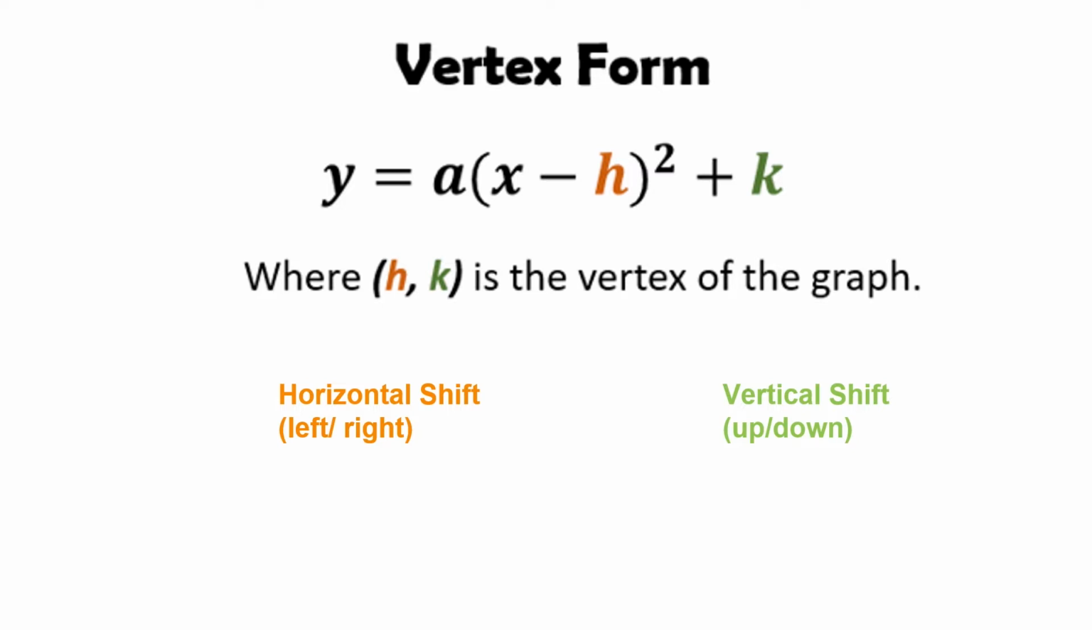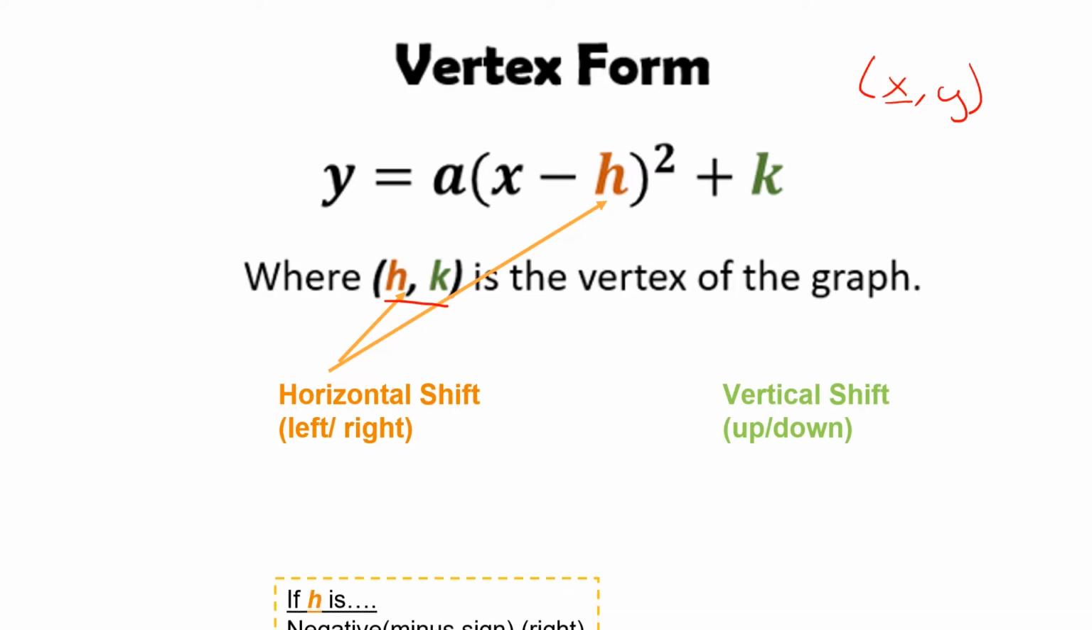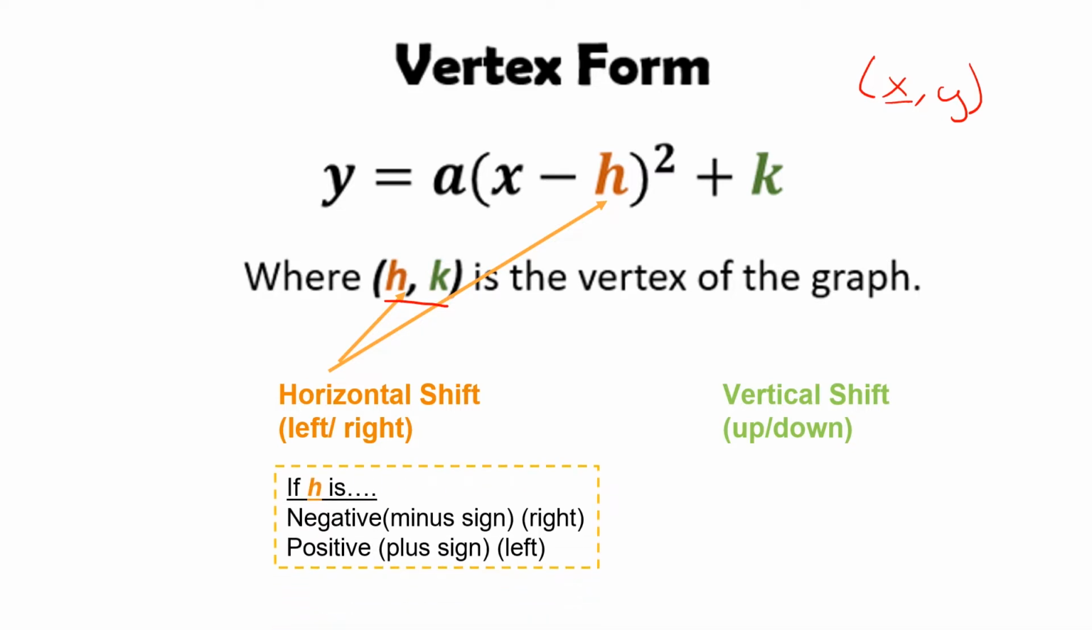So when we're dealing with translations, or transformations rather, the horizontal shift is indicated by our h, which is the x value of the vertex. So remember, every ordered pair has an x and a y. The first value is x, and that indicates a left or right shift. If you see a minus sign in your equation in front of the h value, that means that the graph is translated to the right. And if you see a positive sign in front of the h value, that means that graph is translated to the left. And it's the opposite, because if you notice, we have a minus in our formula.